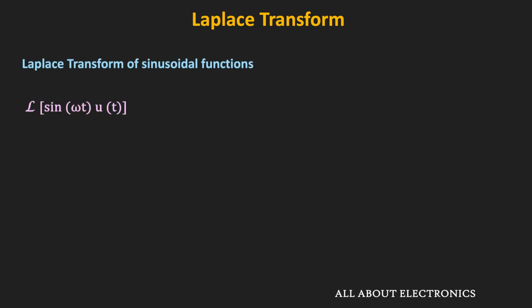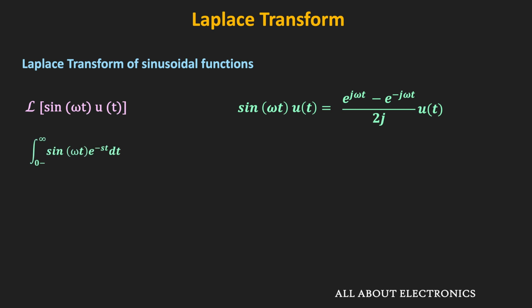As you know, as per Euler's identity, the sine of omega t can be given as e to the power j omega t minus e to the power minus j omega t divided by 2j. And here, this u of t indicates that this sinusoid exists only for t greater than or equal to 0. So now, if we find the Laplace transform of sine omega t, then that is equal to integration 0 minus to infinity sine of omega t times e to the power minus st times dt. Or instead of sine omega t, we can put this value.